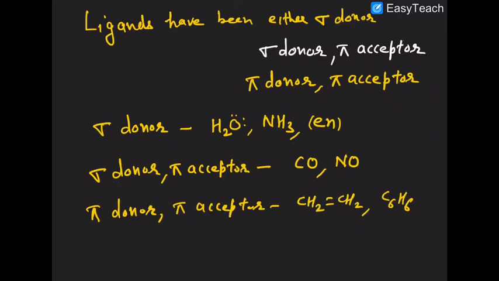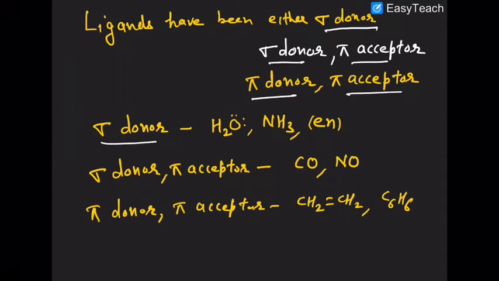Now, ligands can be sigma donor. Ligands can be sigma donor, pi acceptor. And ligands can be pi donor, pi acceptor. Sigma donors, some examples are water, ammonia, ethylene diamine, chloride, bromide, iodide, like that. So all of them are sigma donors. Are you getting that? Then you have sigma donor, pi acceptor.